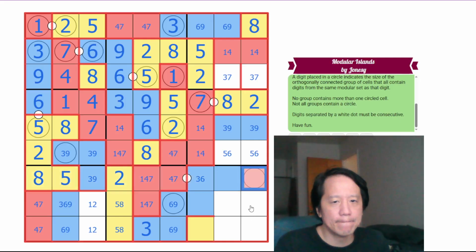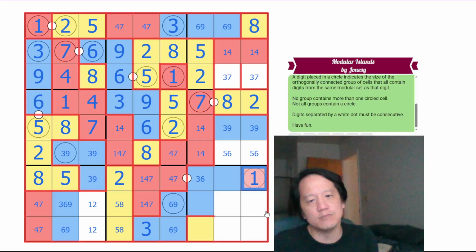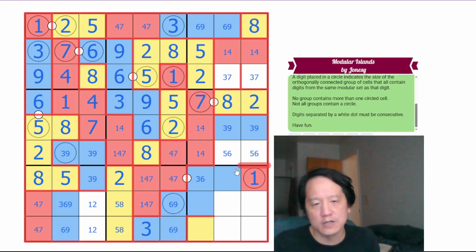Cannot orthogonally connect to any of these cells here. It could connect orthogonally to some of these cells here, but then that would be size 3 at most. So it can't be there. So this must be 1. And then this is orthogonally not part of any region.